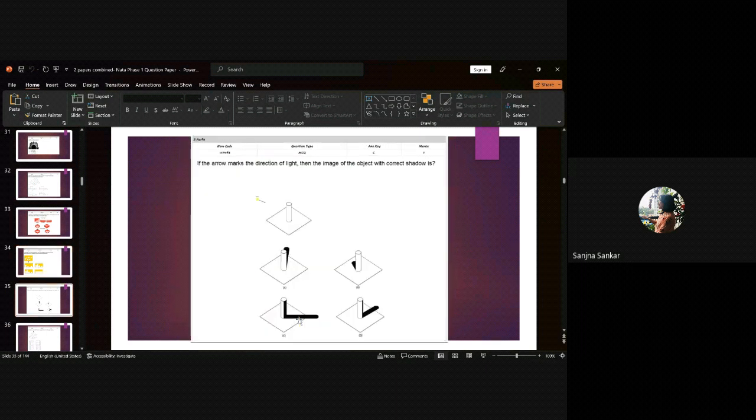At the question, if the arrow mark marks the direction of light, then the image of the object with correct shadow is. Here in the image, we can see a column, a little post, and even a light source mark. The shadow is cast on the side opposite to the light. So we know the light source is there, and the correct answer is C.